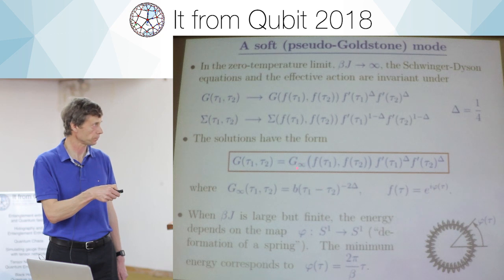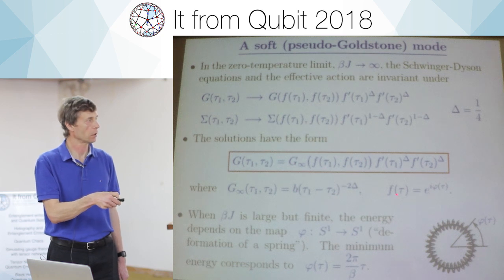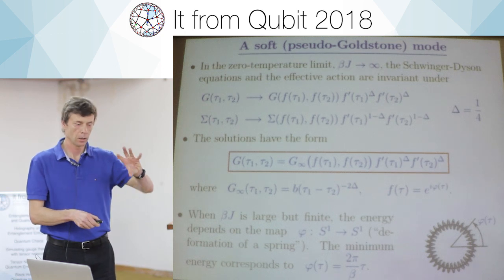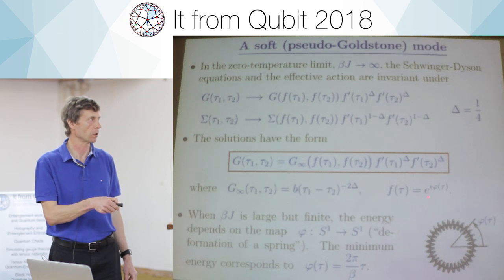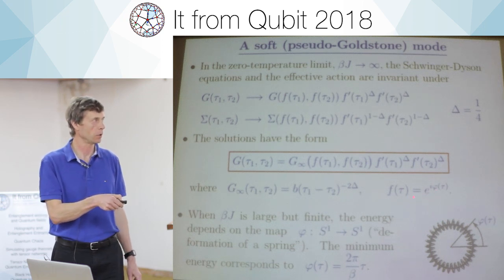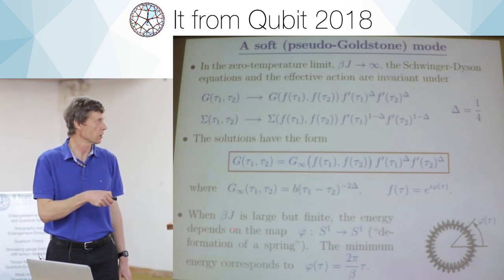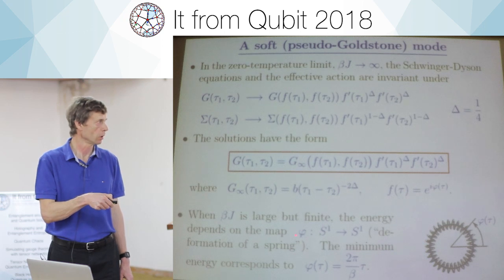G infinity is just the power law function, and f is an arbitrary function. It's composed of two functions. One is a map phi from the circle to the circle, and there is also an exponential map. So phi is like a deformation of the circle. We think about the circle as a spring, and phi describes the deformation of the circle. And then by using the exponential function, we map it to the complex plane. And when beta J is large, the energy of this deformed circle depends on phi in a particular way.